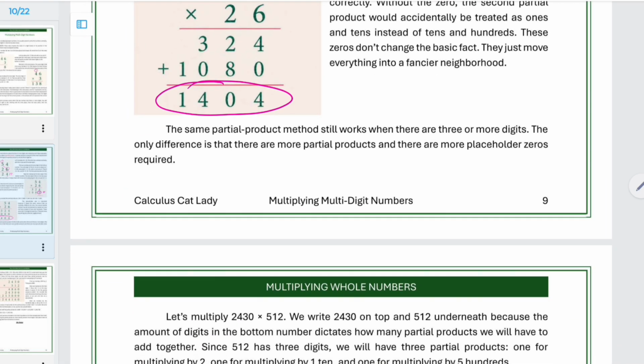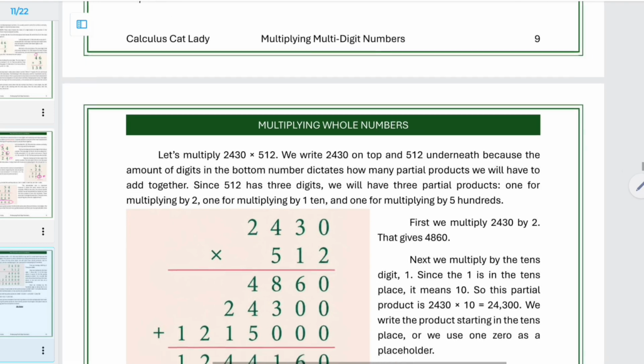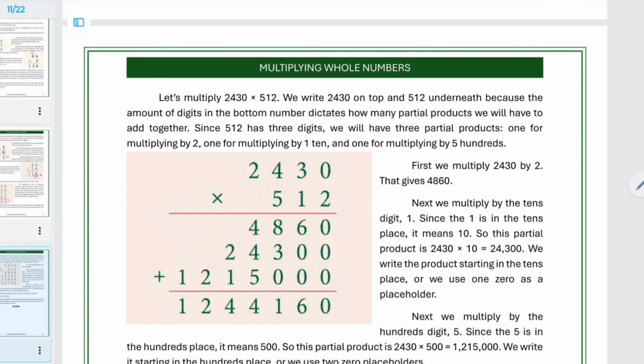The same partial product method still works when there are 3 or more digits. The only difference is that there are more partial products and more placeholder zeros required. Let's multiply 2,430 by 512. We write 2430 on top and 512 underneath because the number of digits in the bottom number dictates how many partial products we will have to add together. Since 512 has 3 digits, we will have 3 partial products.